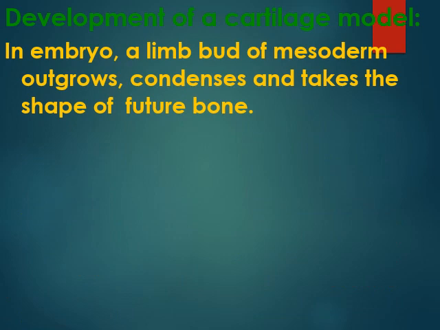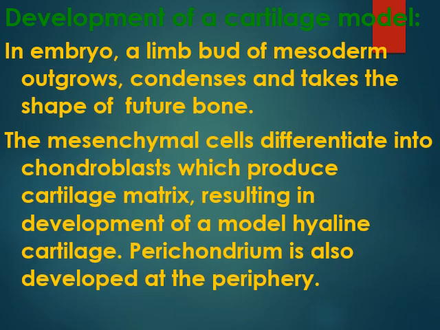Before starting the intracartilaginous ossification, you should know that the model for the intracartilaginous ossification is the cartilage model. In the embryo, the limb buds form from the mesoderm, outgrow and condense, and take the shape of the future bone. The mesenchymal cells differentiate into chondroblasts, which produce the cartilage matrix, resulting in the formation of a model of hyaline cartilage. The hyaline cartilage here is surrounded with perichondrium.